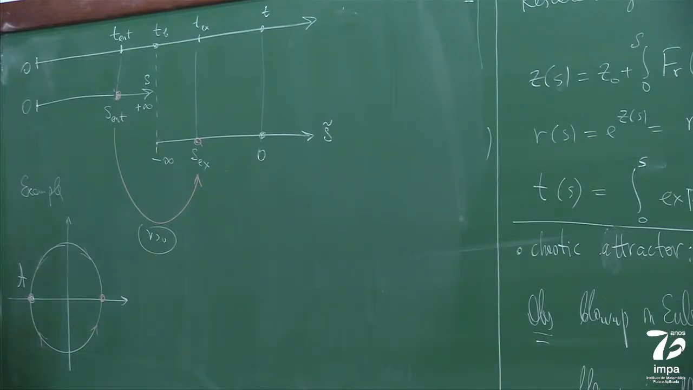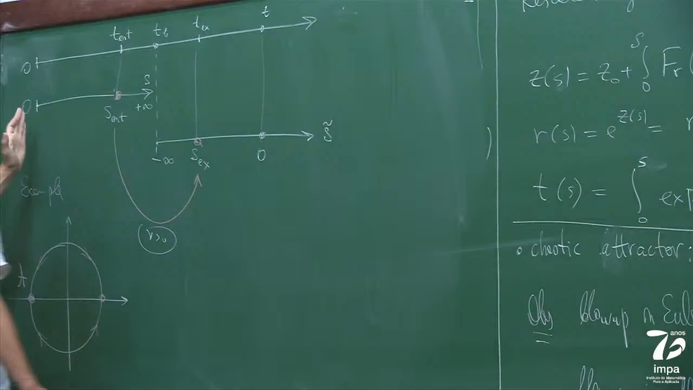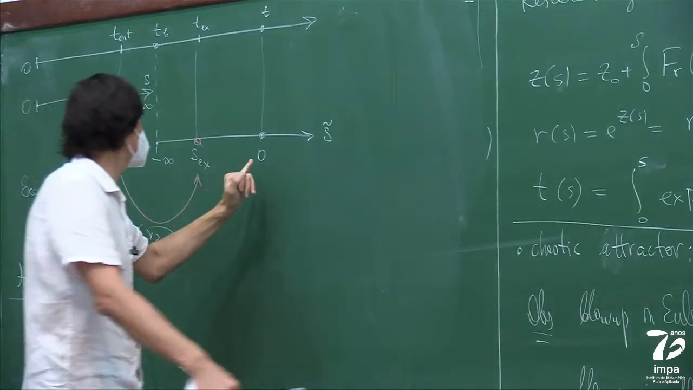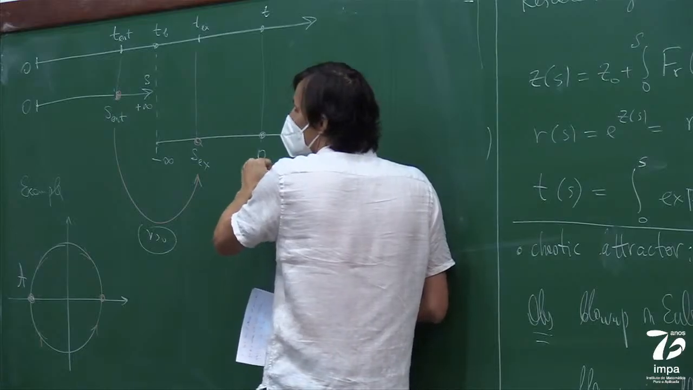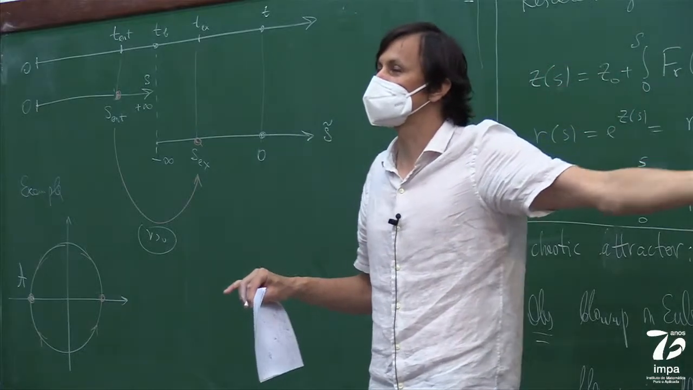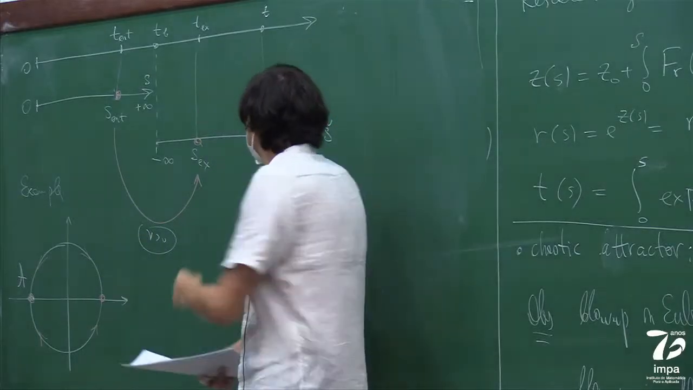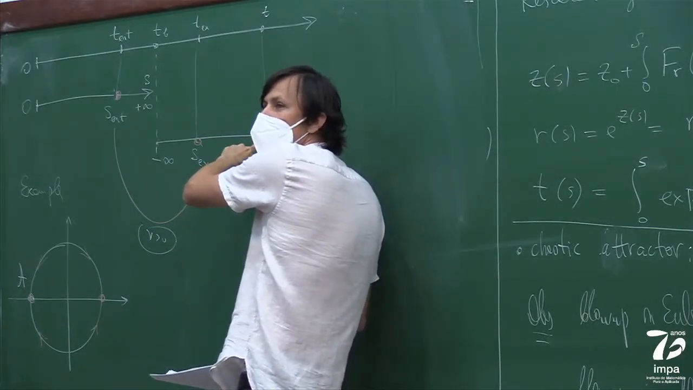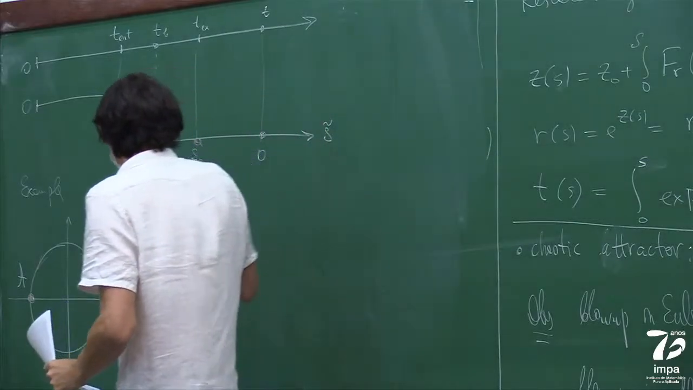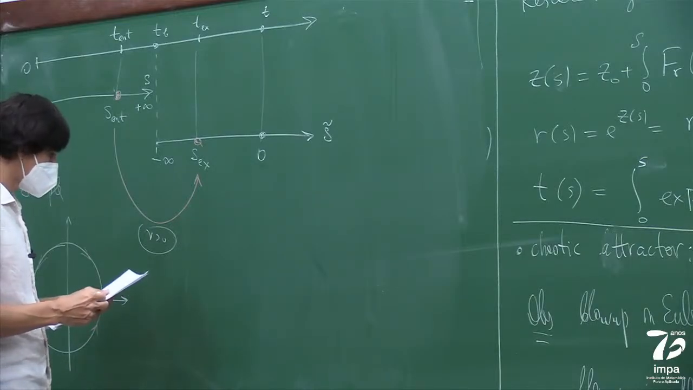Now here, what we had is that we fix the initial point and send time to infinity. So we go to the attractor. Here it's the opposite situation. We fix the final time and put the initial condition in the far past. Whenever you put the initial condition in the far past, it means that at that time you are already on the attractor.